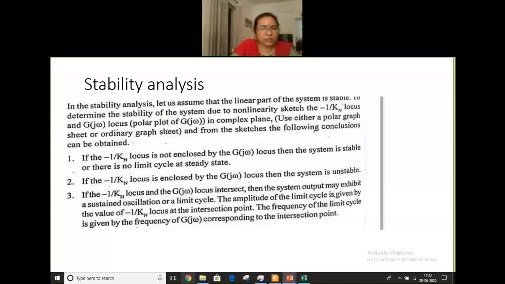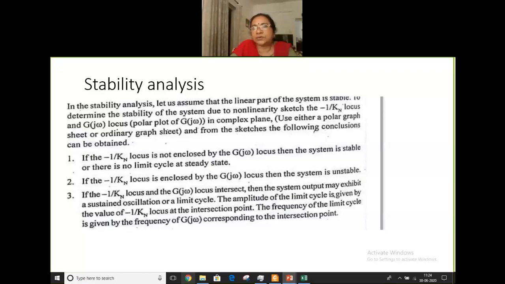Then you have got two plots, the minus 1 by Kn plot and the Gj omega plot. If the minus 1 by Kn locus is not enclosed by the Gj omega locus, then the system is stable, or you can say there is no limit cycle at steady state. What you need to do? You need to draw the minus 1 by Kn locus and the Gj omega locus. Gj omega locus is nothing but the polar plot. Then you compare. If the minus 1 by Kn locus is not enclosed by the Gj omega locus, then the system is stable. Okay. We are explaining the stability analysis using the describing function method.